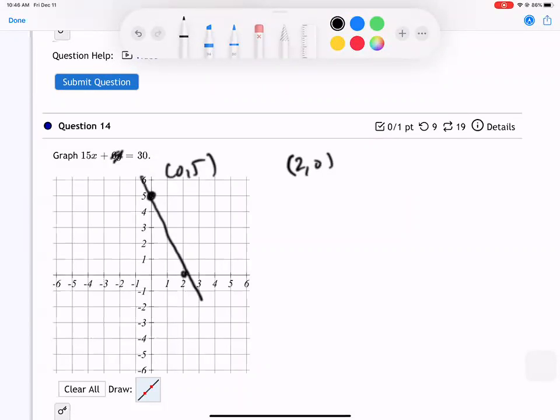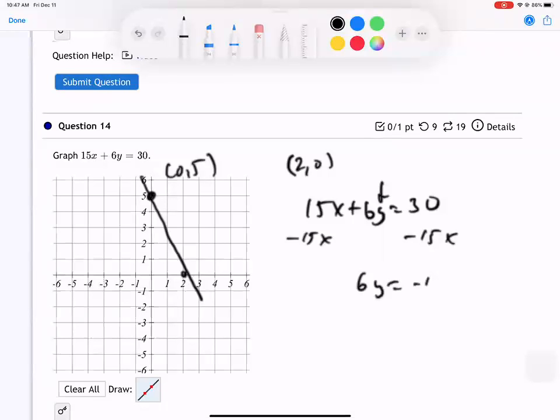Now, what if I want to graph it using slope-intercept form? 100% okay too. You can rewrite this as y equals mx plus b. 15x plus 6y equals 30. If I'm solving for y, what numbers do I have to get rid of? I have to get rid of the 15x on both sides, and then we're going to get rid of the 6 right afterwards. 6y is equal to -15x plus 30. Then divide both sides by 6. y is equal to -15 over 6, which we can reduce to 5 over 2, x plus 5.